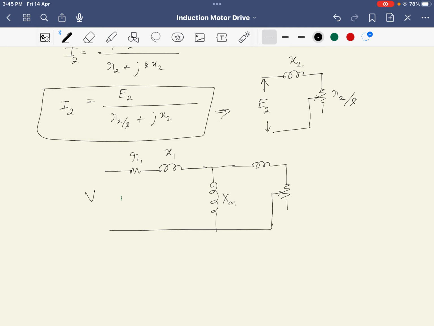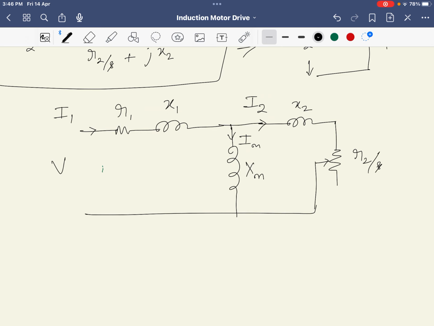Now the supply voltage here is V. The input current I can write here as I1. The current because of mutual inductance is Im. The secondary current I can write as I2, here X2, and here R2 by s. This is how we can represent the equivalent circuit of the induction motor. Now, the EMF induced is E1 and the EMF induced is E2. Both are equal if the number of turns are equal, so at standstill these are all equal. And because of that, this modified equivalent circuit is okay.